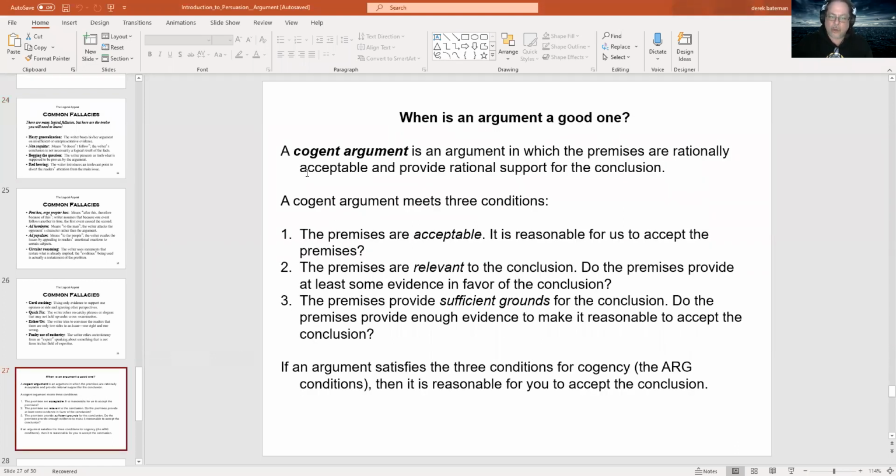When is an argument a good one? A cogent or good argument is an argument in which the premises are rationally acceptable and provide rational support for the conclusion. Right? This is all just other ways of basically coming down to the fundamental, foundational issue of using logic and reason and evidence from the text to make an argument. Okay? That your premises are acceptable. It's reasonable for us to accept it. If you come out with some outlandish premise, that's going to undercut your whole argument.